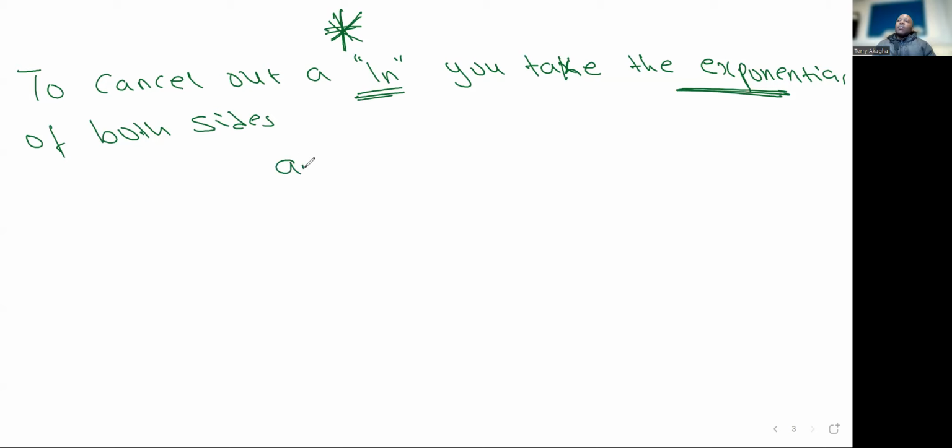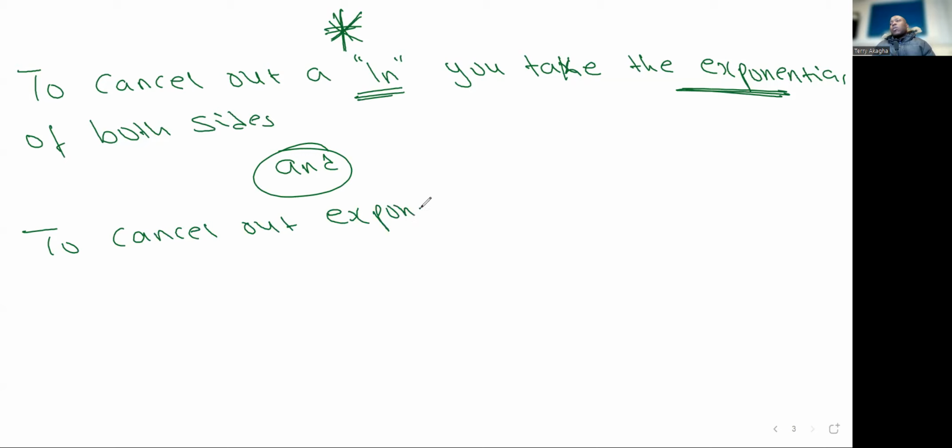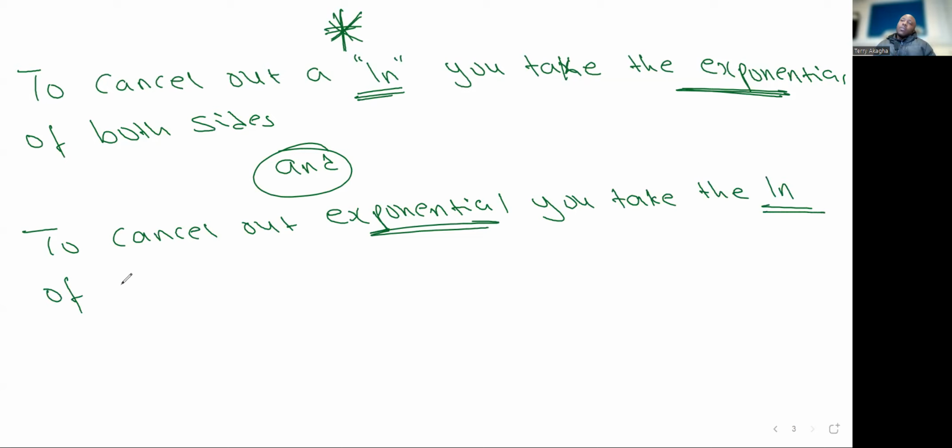And to cancel out an exponential, you take the ln of both sides.